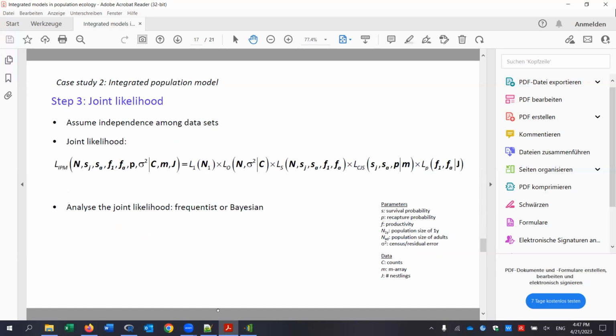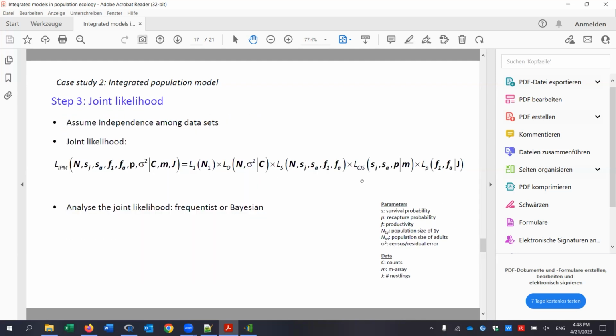Right, and the last step is to create a joint likelihood, which, assuming independence, is the multiplication of these single data likelihoods. Then we can make inference with this joint likelihood. We can use a frequentist approach, which to me at least, and probably also for you, would be more complicated. The Bayesian approach is simple because this joint likelihood that we see here, we do not really have to write it explicitly.